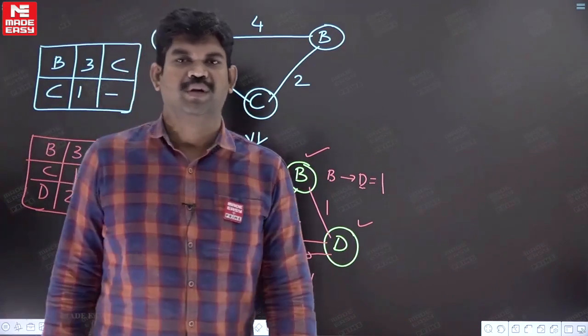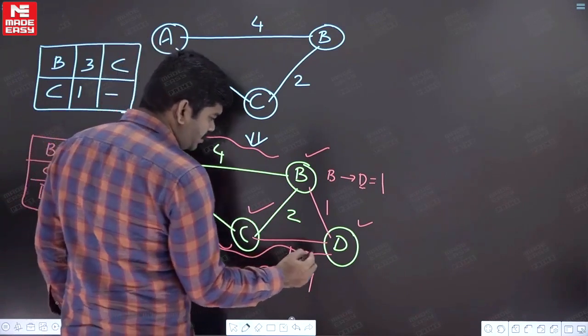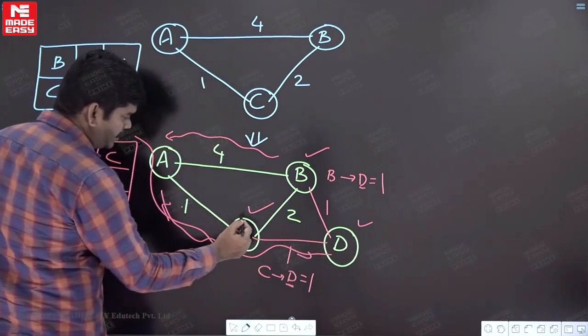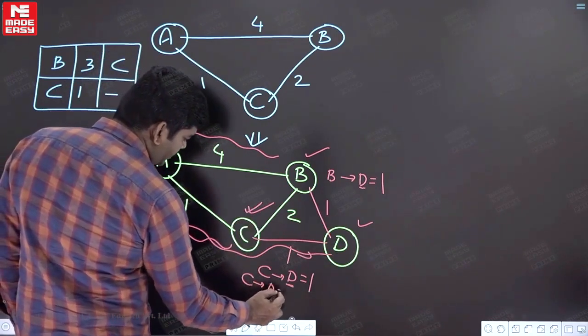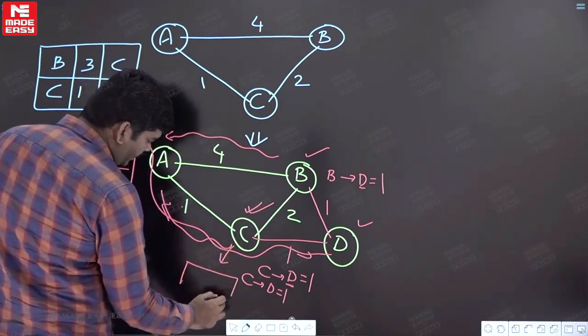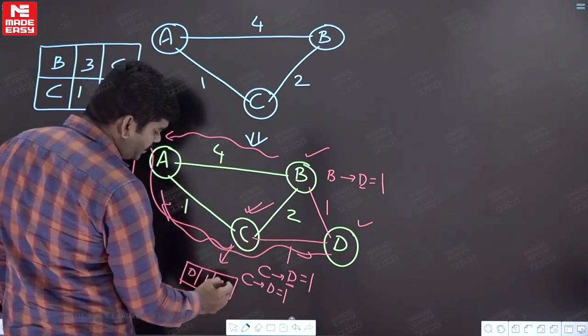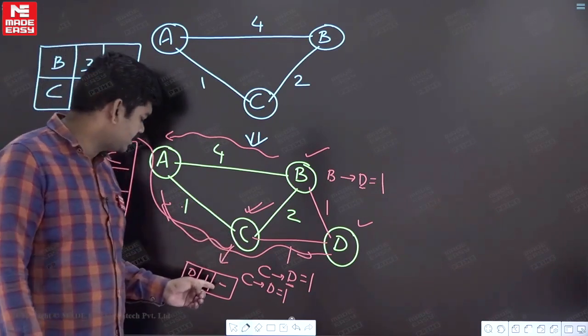So now if we talk about some theoretical statements. If you observe this particular D, C knows about it, so C to D is 1. So C will update its routing table: C to D, how many units? 1. Who is the mediator? Nobody, so it is a dash. So it is going to update the table.